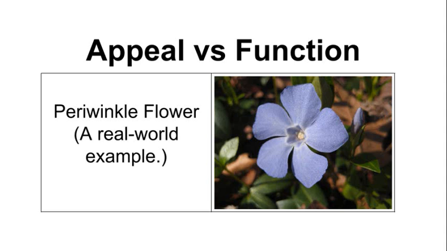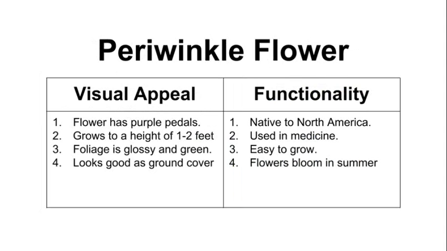Let's apply visual appeal and functionality to a periwinkle flower. First of all, from a visual standpoint, a periwinkle flower has purple petals. It grows to a height of 1 to 2 feet. Its foliage is glossy and green, and it looks good as ground cover.